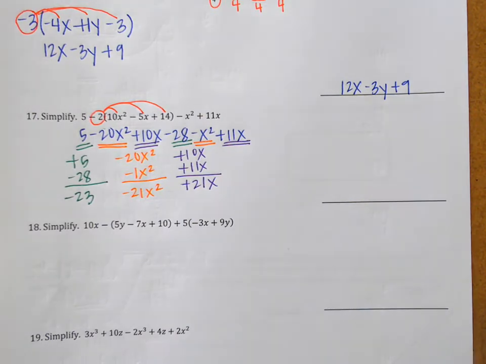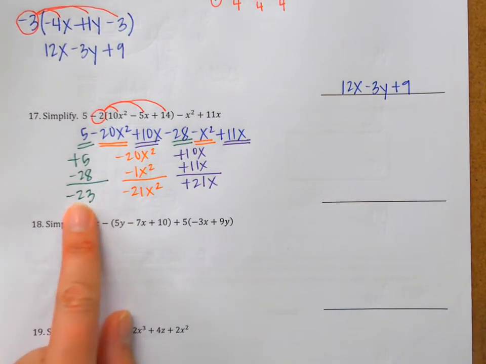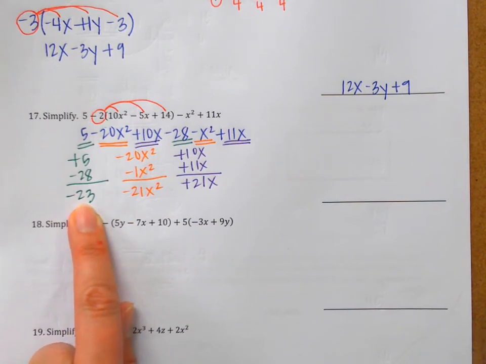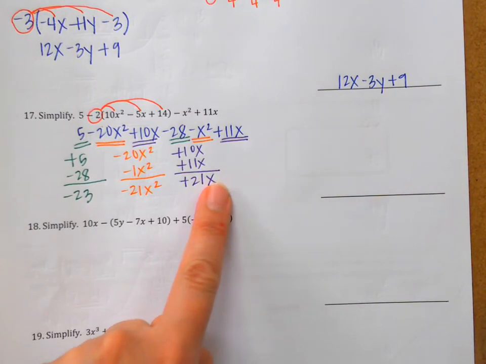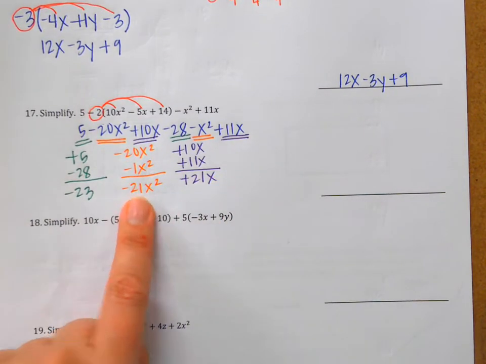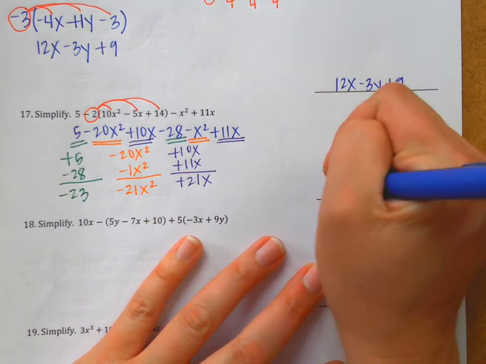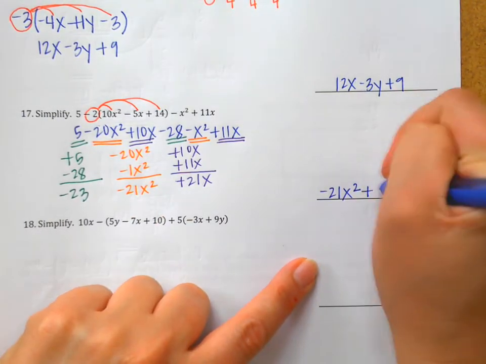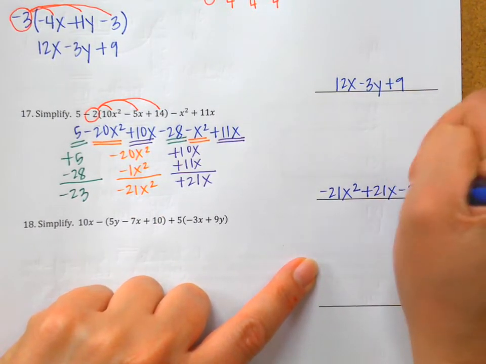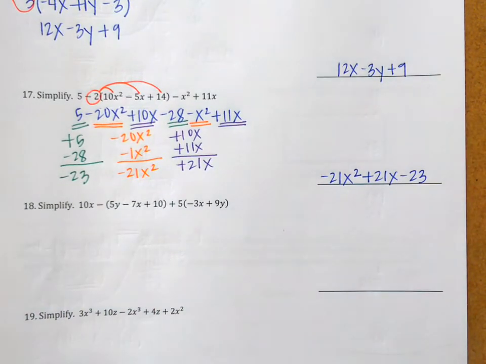Now to write this in standard form, we're putting our highest exponents first, and the constants always go last. So I can really ignore this until the end. Here my exponent is 2. Here my exponent is 1. So this one's going to go first. Then we have 21x minus 23. And that's your final answer.